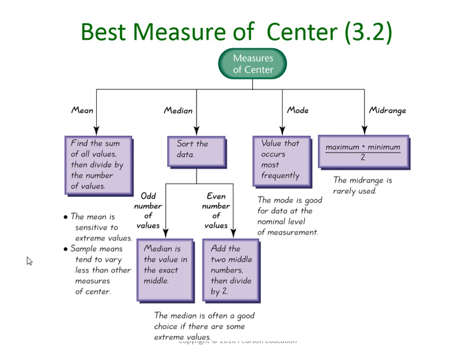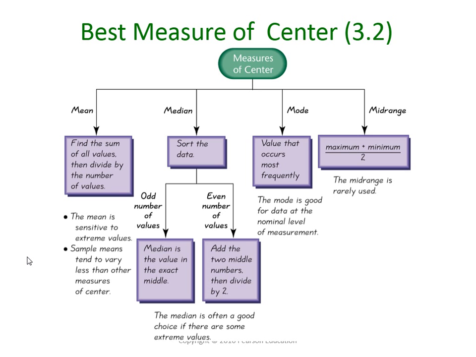Okay, another type of measure of center is the median. With the median, you sort the data first. If it's an odd number of values, the median is the number in the very middle. If it's an even number of values, then you add those two middle numbers and divide by 2. An advantage to the median is it's often a good choice if there are some extreme values. The median is not pulled very far away from where that center really is.